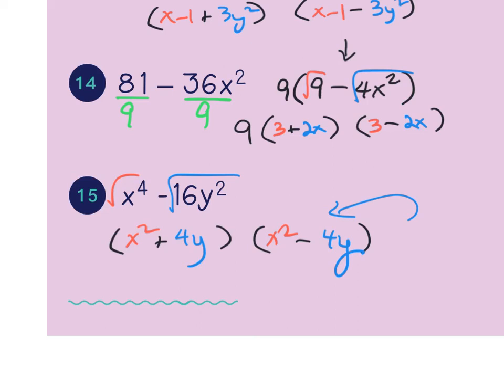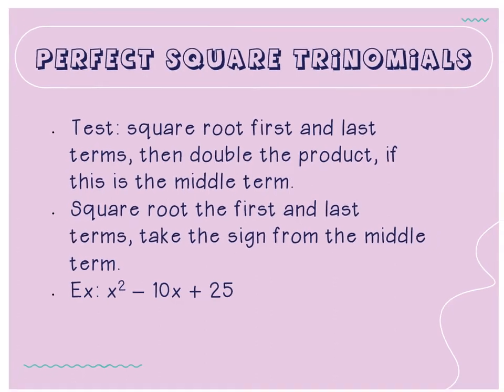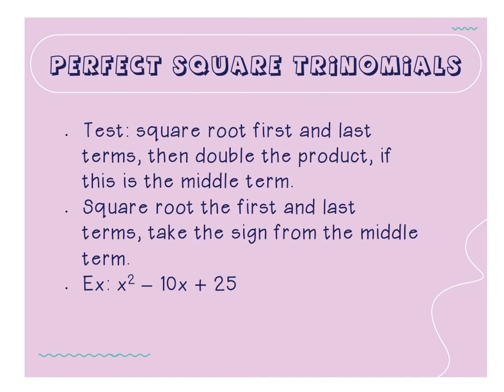Next, we're going to talk about perfect square trinomials. This is what results when you have a binomial squared. So what you can do here is you're going to test. You're going to square root the first and last terms and then double the product. If this is the middle term, then all you have to do is square root the first and last terms and then take the sign from the middle. So let me show you what I mean by all these words. This is the way that you can check it.